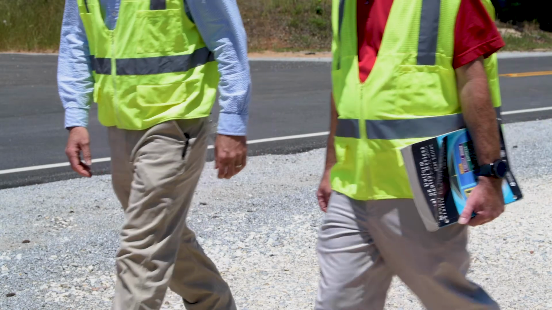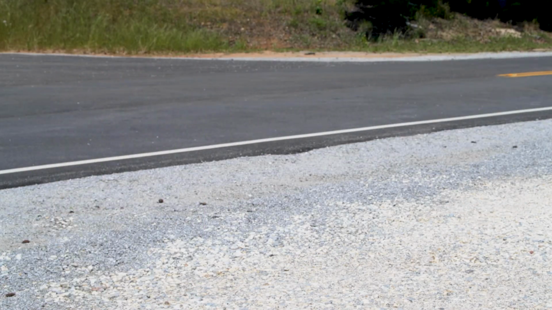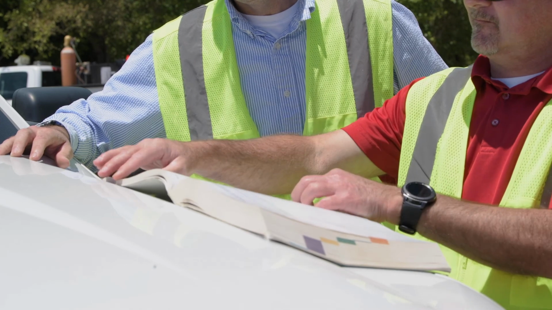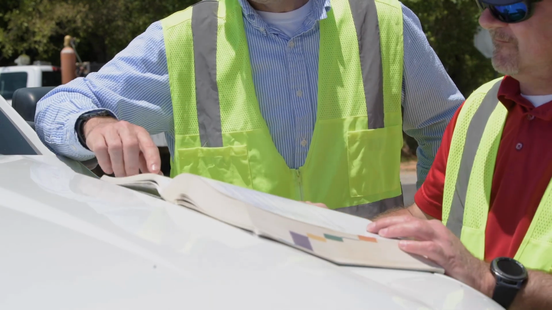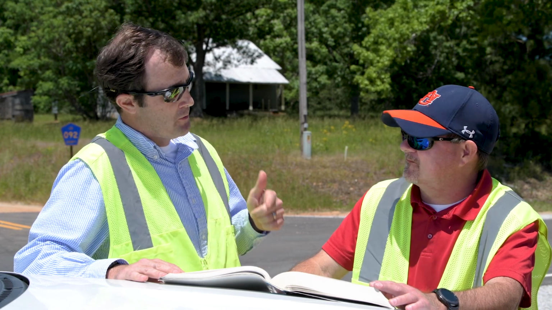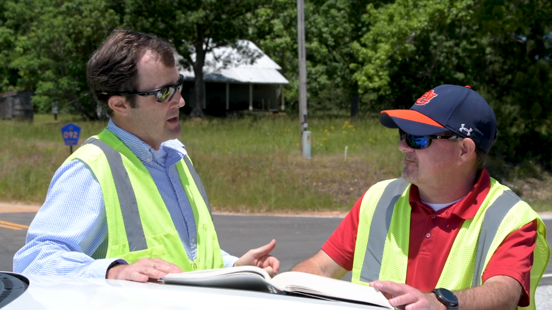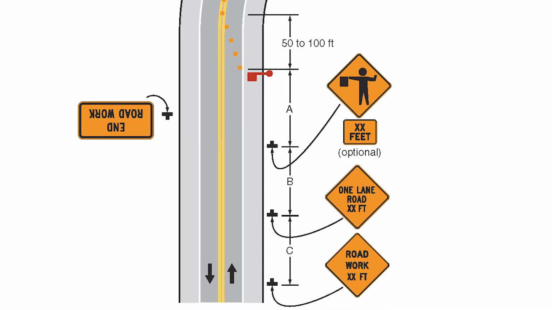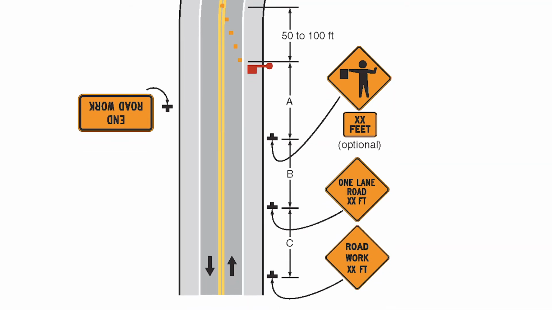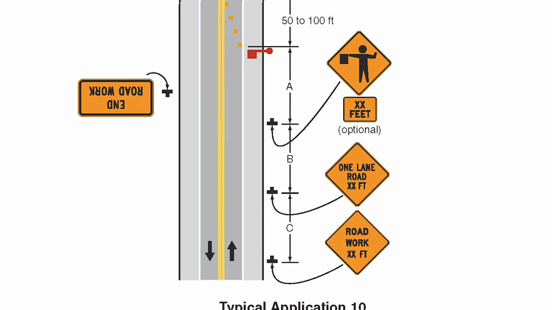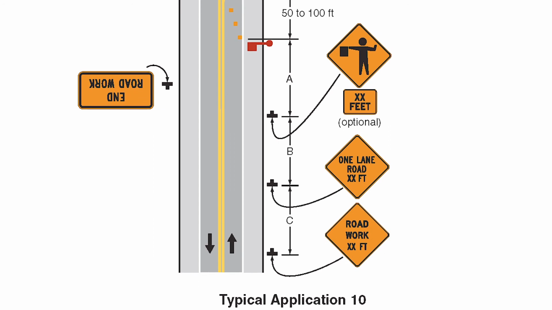For guidance on establishing TTC zones, we will use the Manual on Uniform Traffic Control Devices, or MUTCD. The MUTCD provides TTC layouts designed for uniform and efficient operation and to minimize the occurrence of crashes. For a lane closure on a 2-lane road using flaggers, we refer to Typical Application 10 from Chapter 6H of the MUTCD.